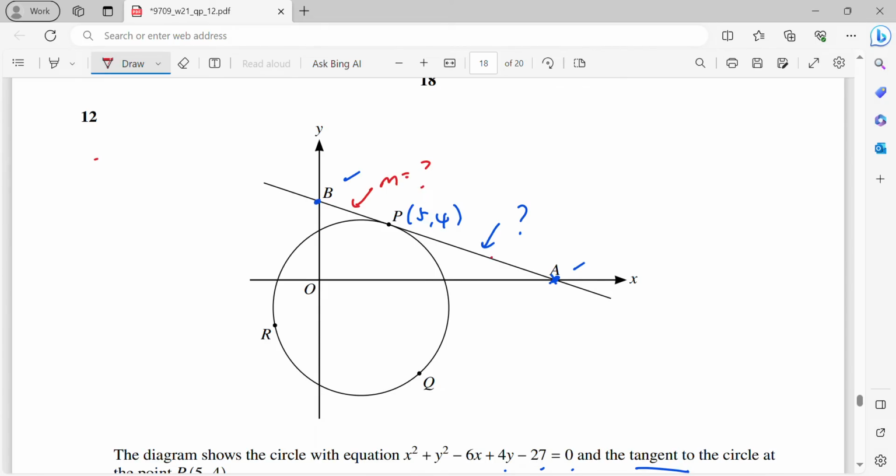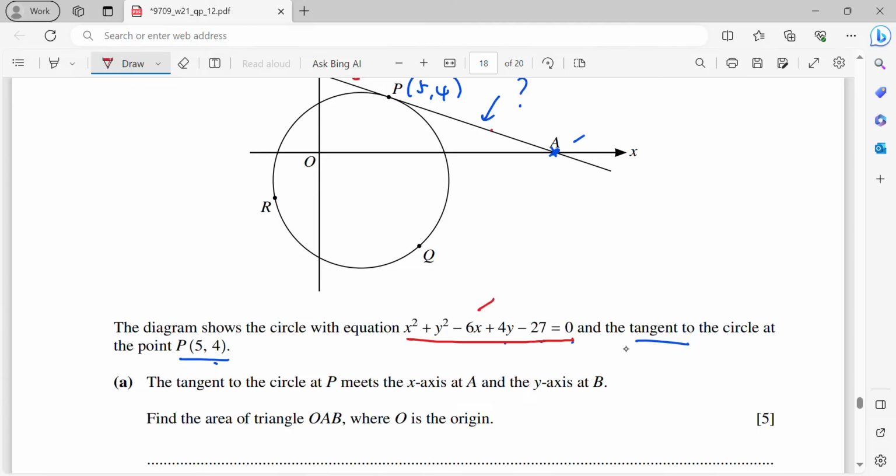So we have to get it from the circle equation, because from the circle equation you can find the center, and then you can find the radius. Then from there, no, wait. We don't need the radius. We need the center. Let's say this is the center of the circle. If you find the center, then we can find the gradient of this line, followed by the gradient of the tangent, because they are perpendicular to each other.